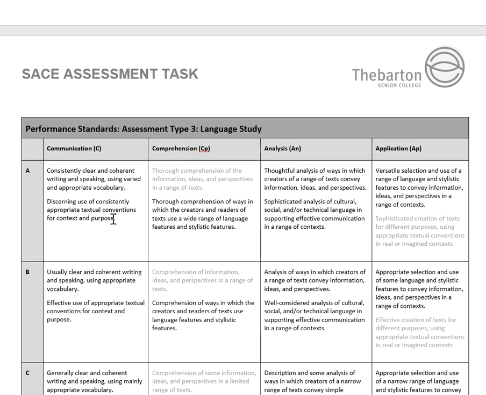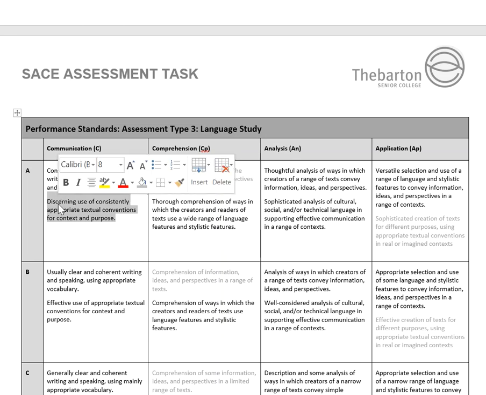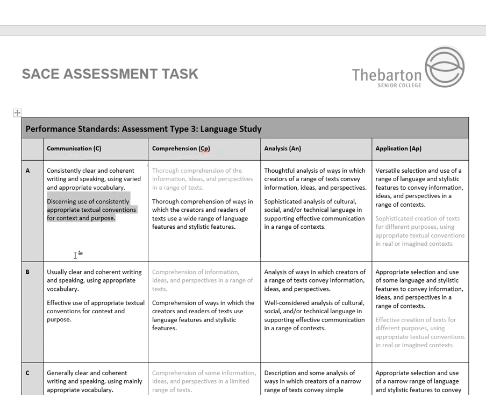Going back up to C2, discerning. Okay. Yes. Discerning use of consistently appropriate textual conventions for context and purpose. Discerning means you've thought about something very carefully and you've been very picky in your choice. So you've really chosen carefully.